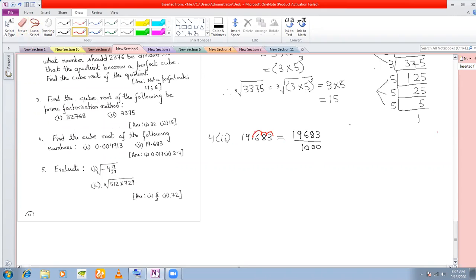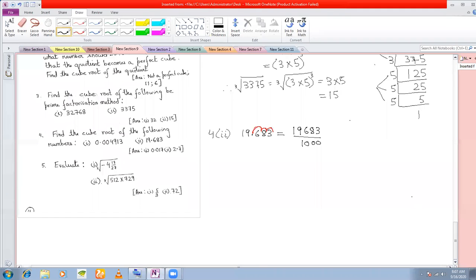So therefore now what you do is you prime factorize the numerator and the denominator. Denominator is as it is 1000. If you want to prime factorize it, it's okay. Otherwise, you can always write 1000 as 10 cube.